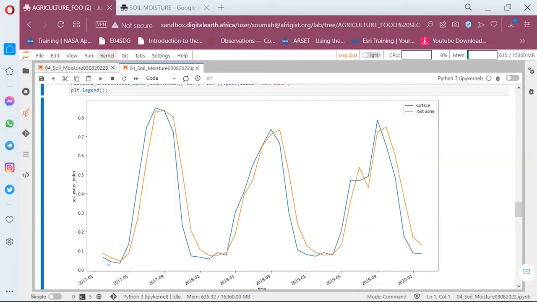But what we also notice is a little shift between the wetness of the surface and the wetness of the root zone. What does it mean? The root zone is considered between 0 and 1 meter. During the rainy season, when the water touches the surface, it has to infiltrate or percolate towards the lower part of the soil, making those areas wet.